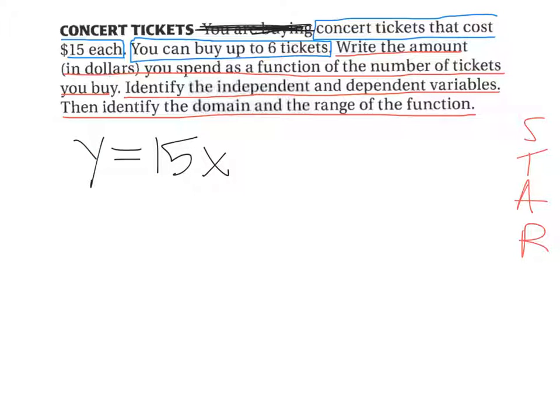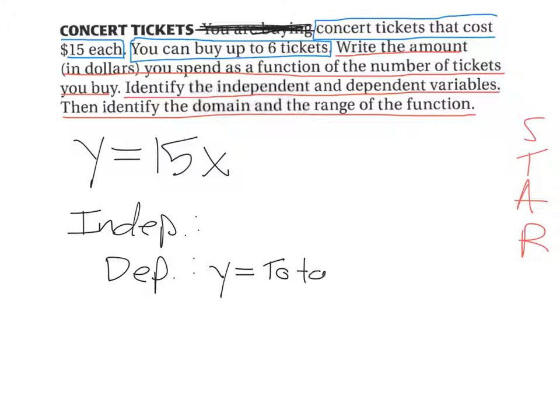Now we have to find the independent and dependent variables. So I'm going to get set up for that. Now, when I'm trying to decide which is which, the independent or the dependent, I think the dependent variable is the easiest to identify because that's the one that depends on the other variable. And in this case, y depends on whatever x is. We can't know y until we know the number of tickets. So y is the dependent variable, and that represents the total cost, right? And the total cost depends on x, which is the number of tickets.